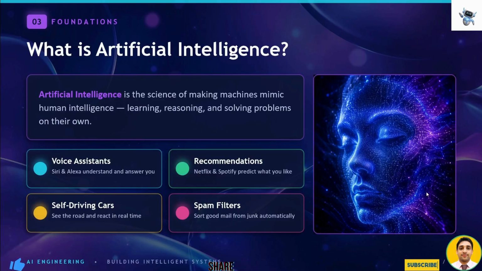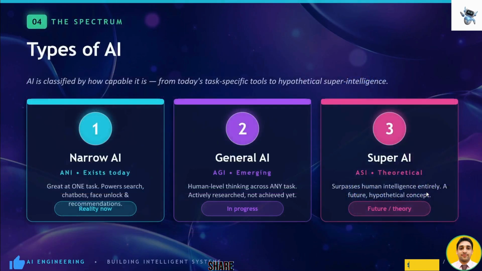And lastly, spam filters in your email. These use AI to automatically sort good, legitimate emails from junk or spam messages, saving you the trouble of manually checking every single email. So, in essence, whenever you see a machine doing something that would normally require human judgment or perception, that's artificial intelligence at work. Types of AI.